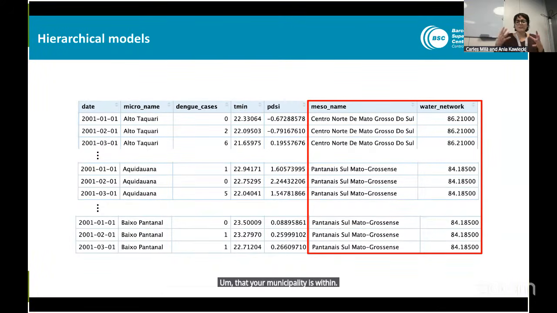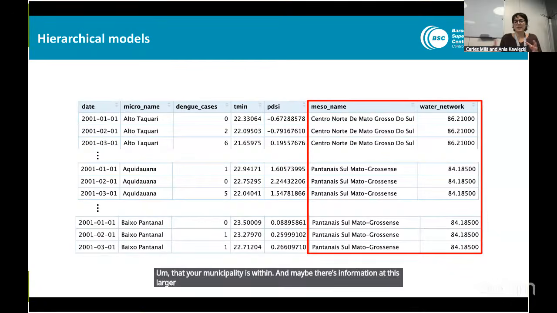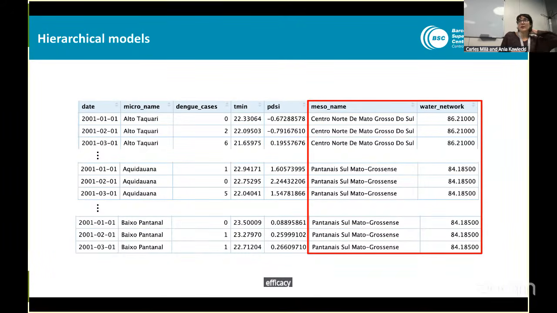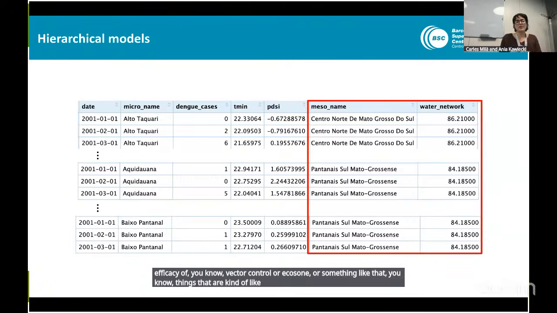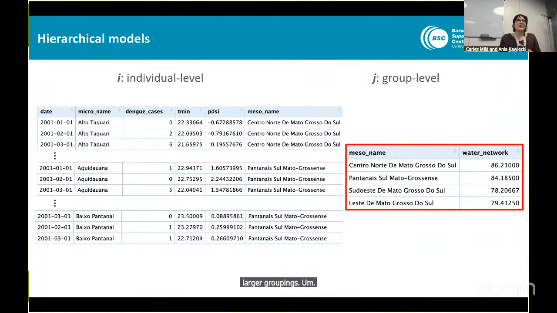And maybe there's information at this larger spatial level that you're also interested in including in your model, like this water network or efficacy of vector control or ecozone or something like that, things that are kind of like these larger groupings. And so you might not really know how to do that in a first pass.